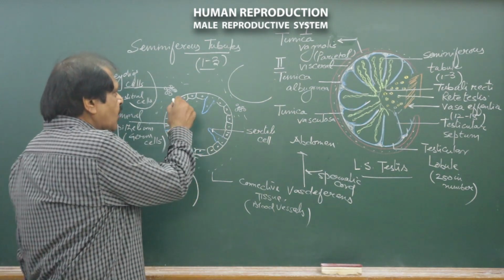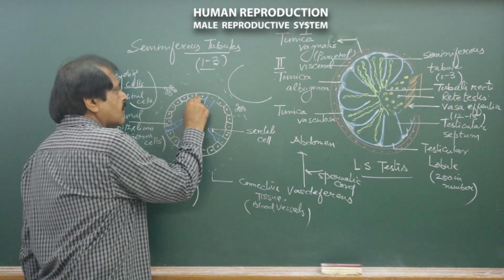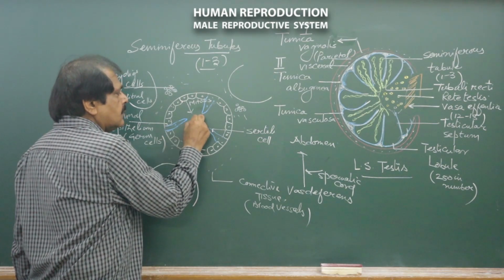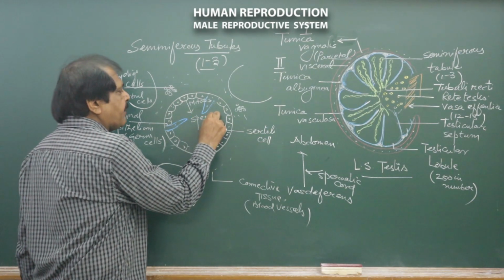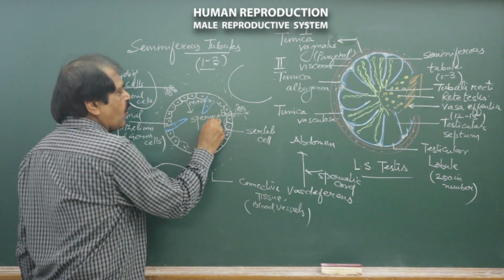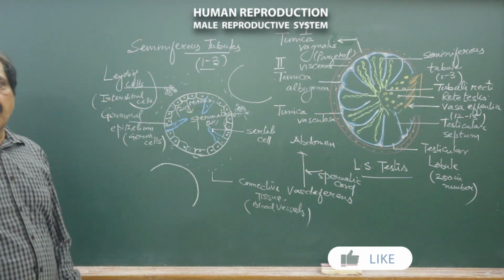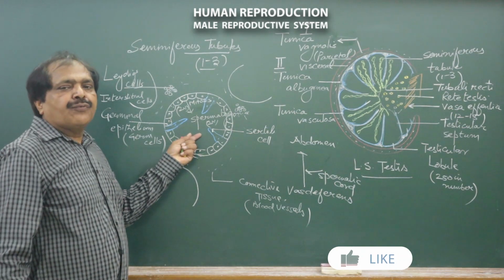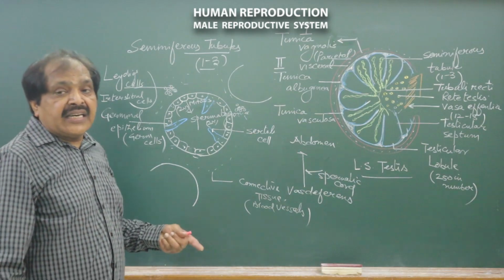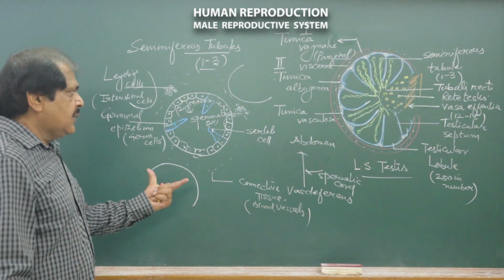Now these germ cells will undergo mitosis to form spermatogonia. These are diploid. We will take it later on. Spermatogonia will form primary spermatocytes, then secondary spermatocytes, then spermatids will be formed, and then sperms will be formed. That is the whole process of spermatogenesis.